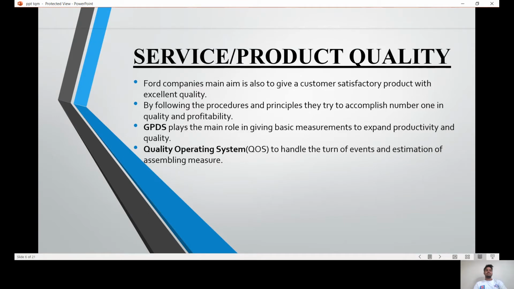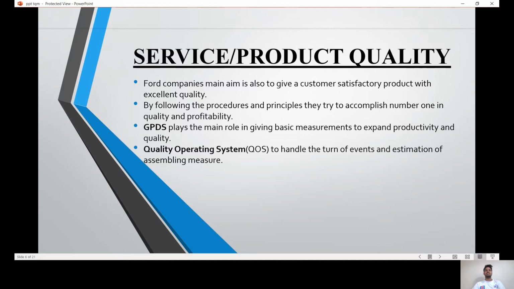Let's discuss service and product quality. Ford Company's main aim is also to give a customer a satisfactory product with excellent quality. In this modern world, customers always focus on quality and they prefer excellent quality products. By following the procedures and principles, they try to accomplish number one in quality and even productivity.